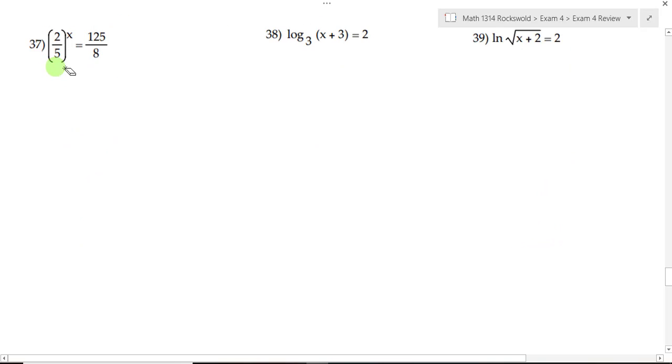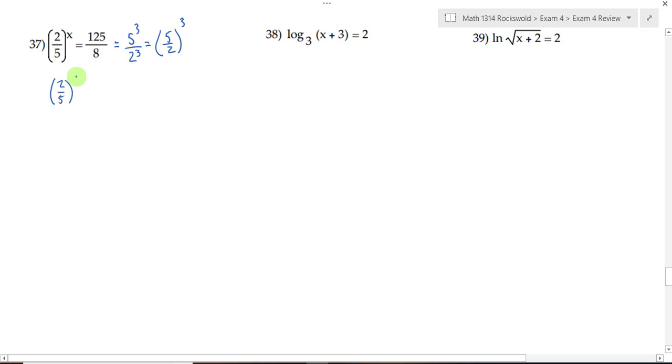On 37, I have 2/5 raised to the x equals 125 over 8. Well, I know I can write 8 as a power of 2, and I can write 125 as a power of 5. 125 over 8 I could rewrite as 5 raised to the third divided by 2 raised to the third. That doesn't quite look like what I have here. What I have right now is 5 halves raised to the third power using that distributive property of exponents. 5 halves doesn't look like this. How can I make this look like that?